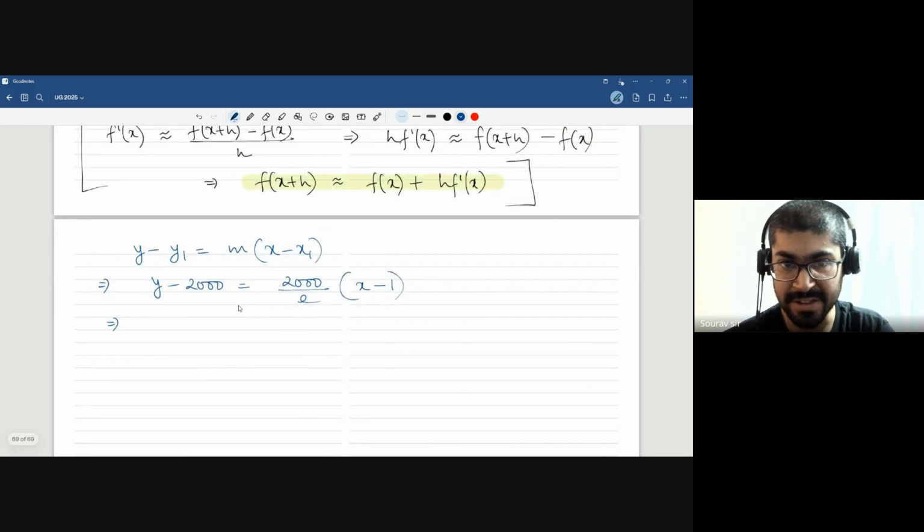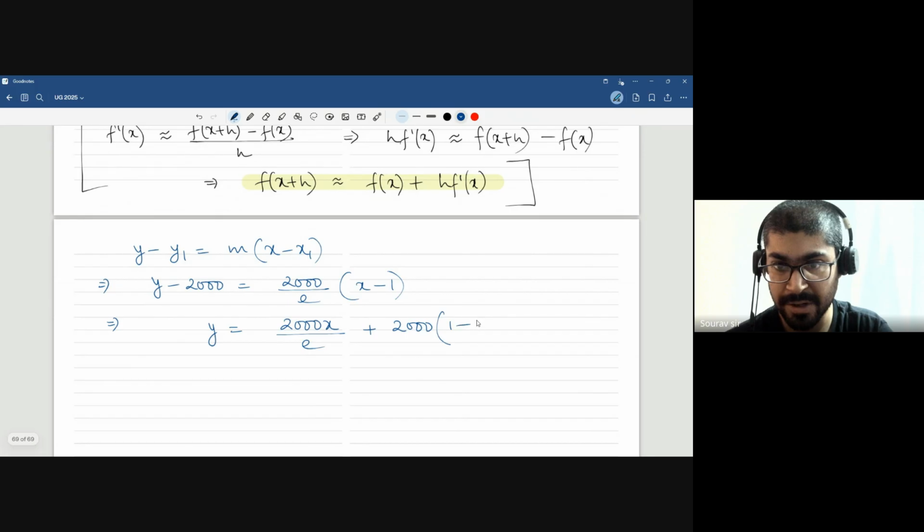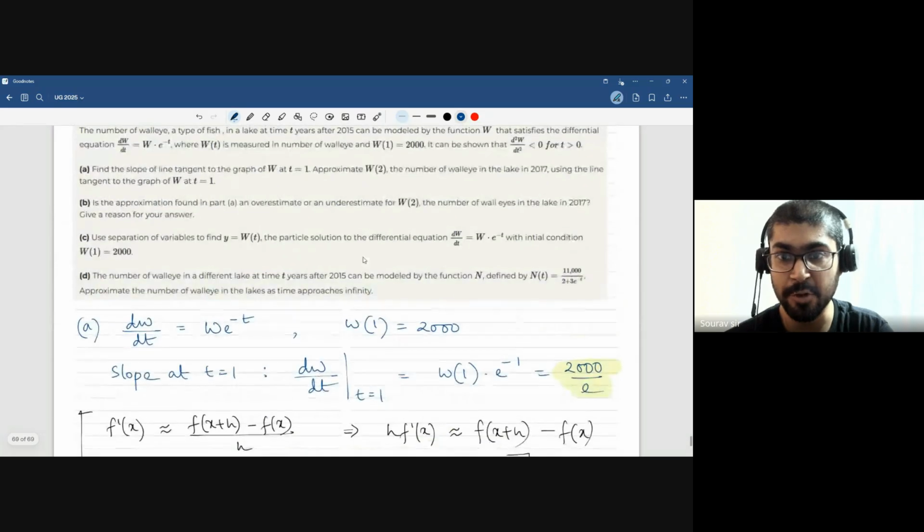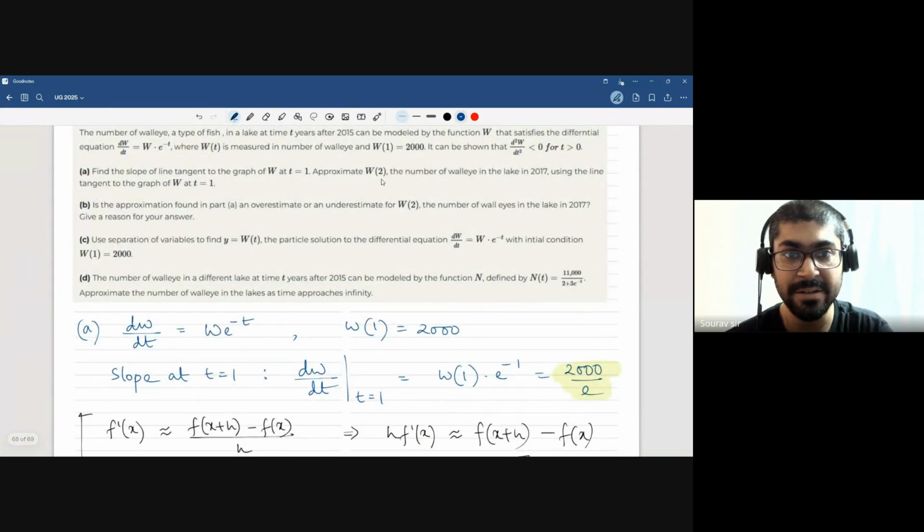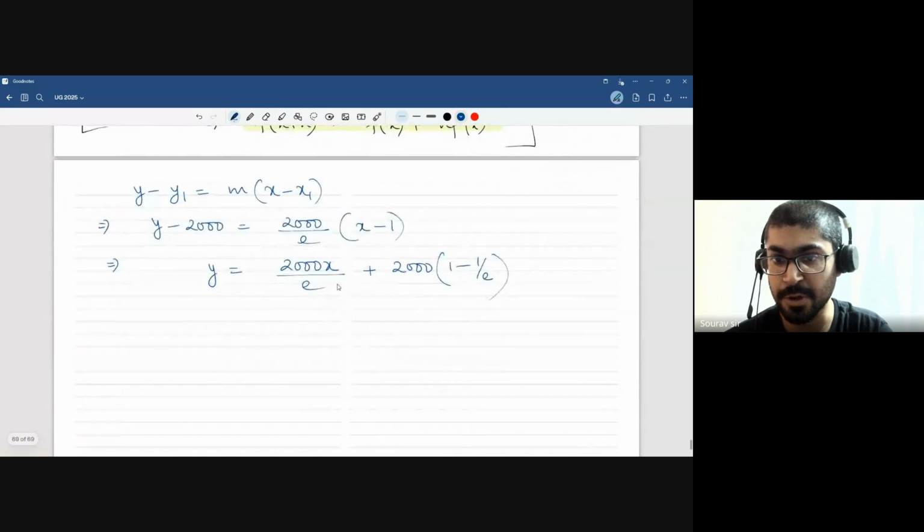So always give this in y equal to mx plus c format. So y will be equal to 2000 x by e, and that 2000 will come this side. So I'll get 2000 common, 1 minus 1 by e. So that is the equation of the tangent, right? Now what do I have to approximate? I have to approximate w2, right? So I can just put x equal to 2 here, and that will give me my answer.